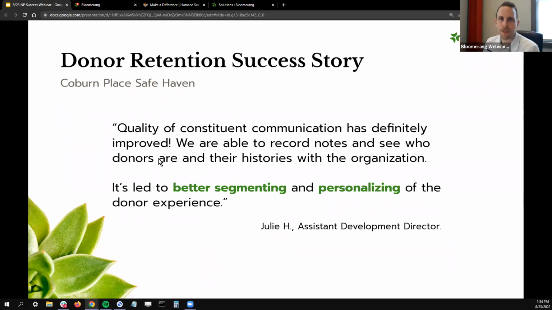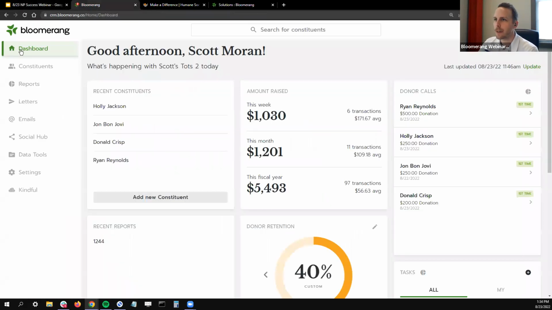Okay, so we're almost at the 37-minute mark. I want to jump into Bloomerang and show off a sample of this donor life cycle and some features of Bloomerang. And then we'll have some time for questions too. So let's just jump over to here.